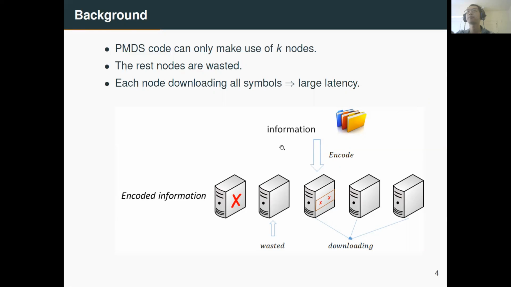As you can see in this picture, the partial MDS code is designed for 5 nodes and the reconstruction parameter K is equal to 3. It can tolerate at most 2 node failures. However, when there is only 1 node failure, we can still only make use of 3 nodes and there will be 1 node wasted. So in this case, all the symbols are downloaded from the 3 available nodes, which results in a bigger latency.